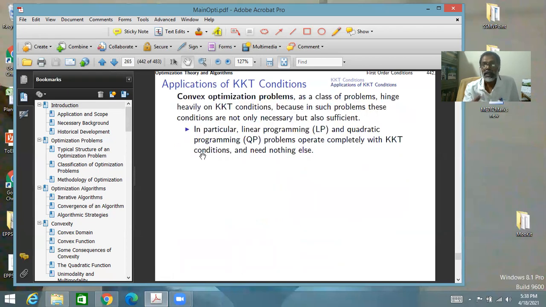Now, in other applications, we have a complete class of problems called convex optimization problems or convex programming problems, which operate almost completely around KKT conditions, because in the case of such problems, KKT conditions are not only necessary but also sufficient. In particular, two big areas, linear programming and quadratic programming, operate completely with KKT conditions and need nothing else.